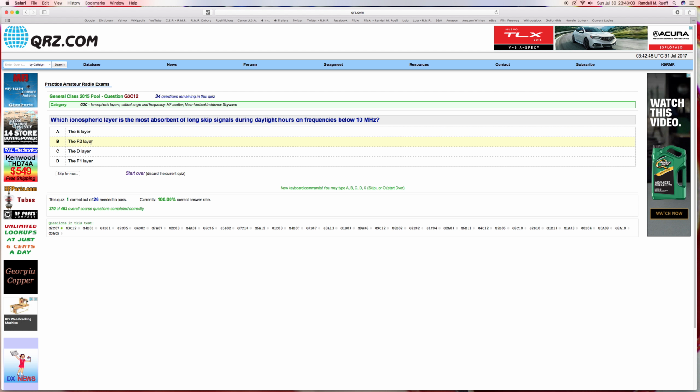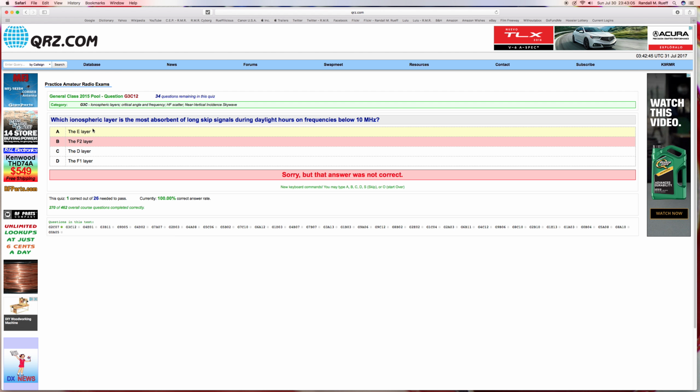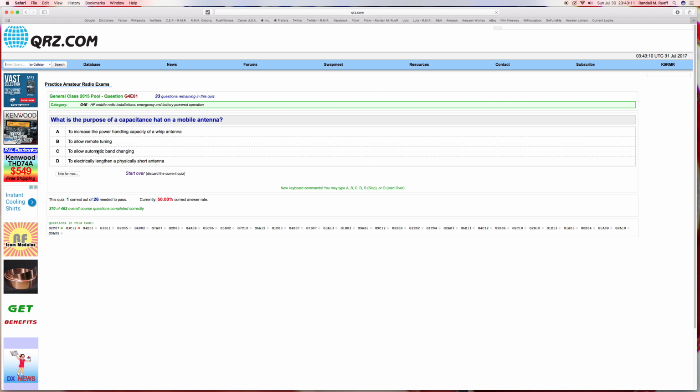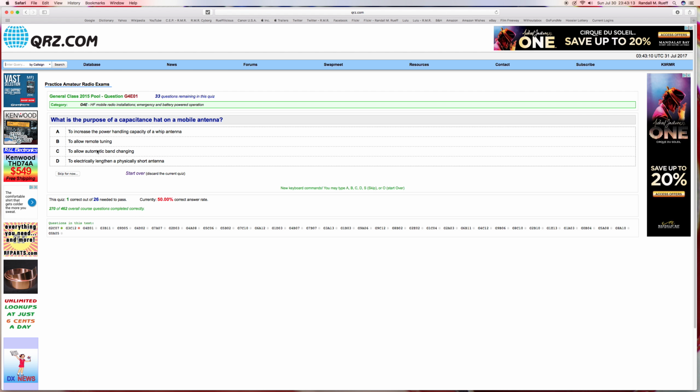F2. E layer. D layer. I thought it was F2 because it was the highest. D, the highest. They like D. I should remember that.